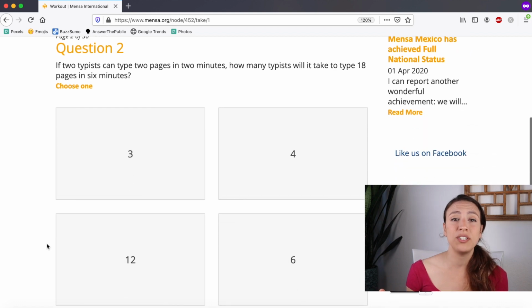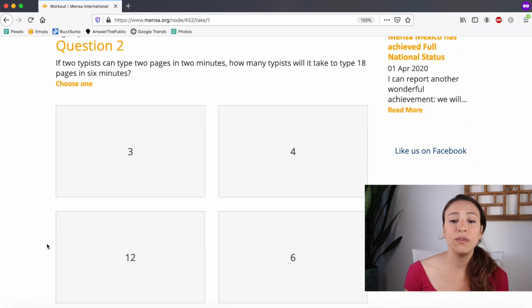Okay, this next problem I do want to explain. It is teachable. So if 2 typists can type 2 pages in 2 minutes, how many typists will it take to type 18 pages in 6 minutes? So this is your classic rate problem. What you want to figure out is what one person can do. In this case, if 2 typists type 2 pages in 2 minutes, that means one person can type a page every 2 minutes. And if you come to that conclusion, you can pretty easily figure out the rest.